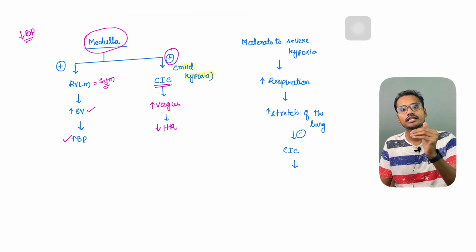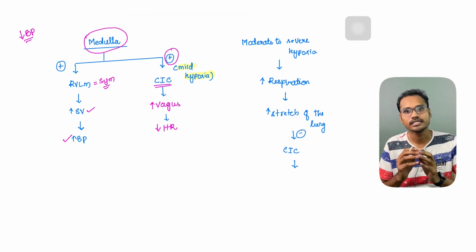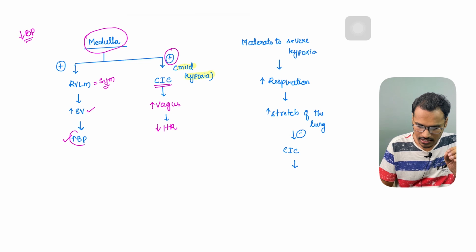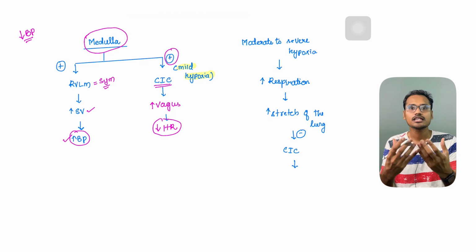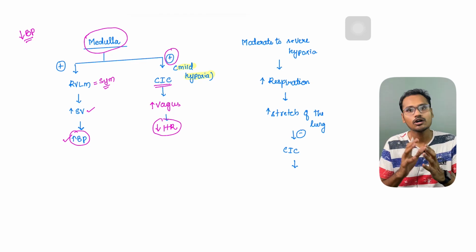Generally, the BP and the heart rate increase simultaneously. But in case of mild hypoxia, the BP is going to increase, but the heart rate will be decreasing. You might ask me, a heart rate decrease is not a good option. Why? Because the heart rate has to increase to enhance the cardiac output. But this is happening in mild hypoxia.